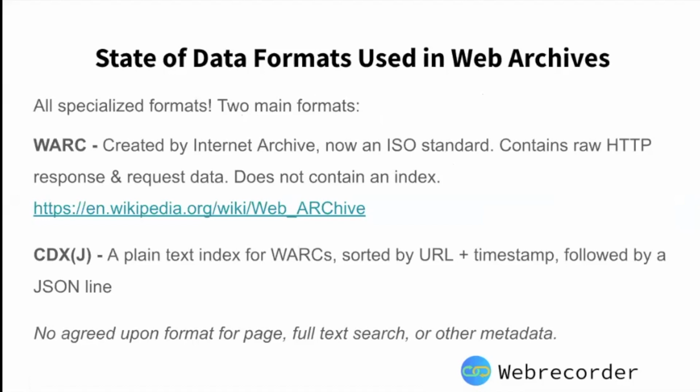So currently, the state of the data formats used in web archiving, I think this isn't super new to anybody here. There are two main formats, basically the WARC and a CDX or CDXJ, which is a plain text index for WARC sorted by URL and timestamp, followed by a JSON line. And there's no agreed upon format for page lists, full text search, or other metadata. So that's part of what we were trying to address with the WACZ format.